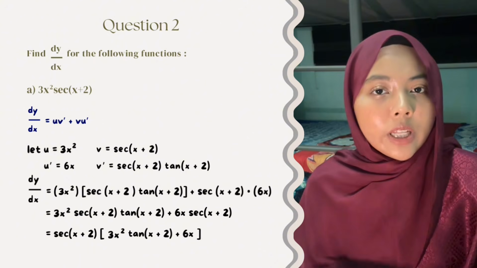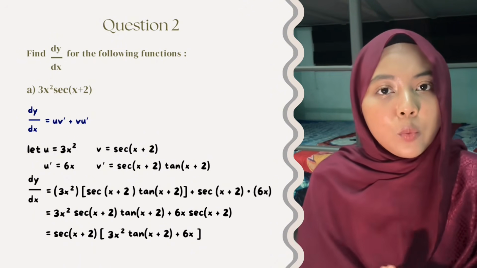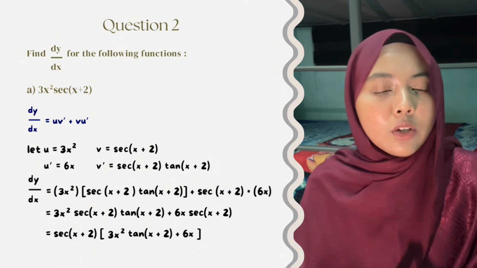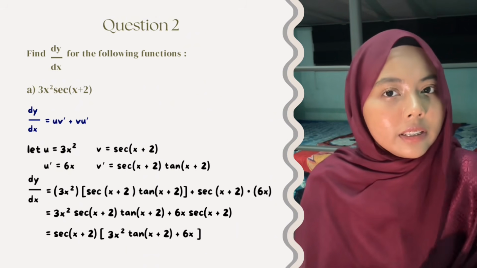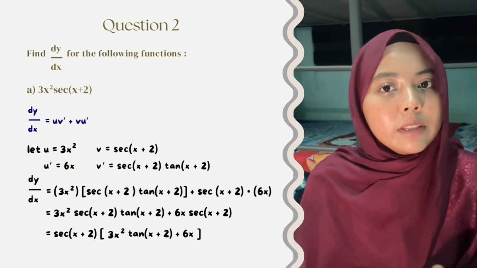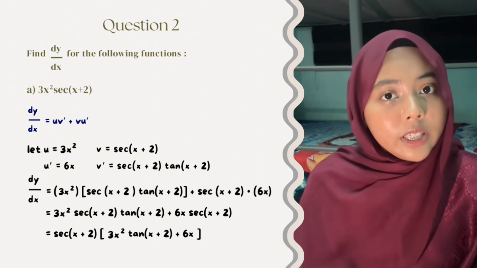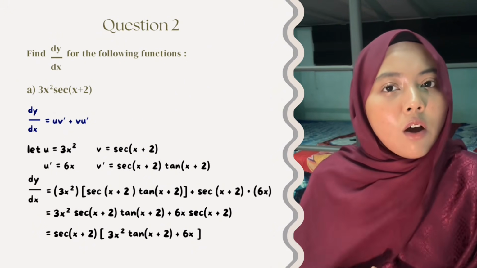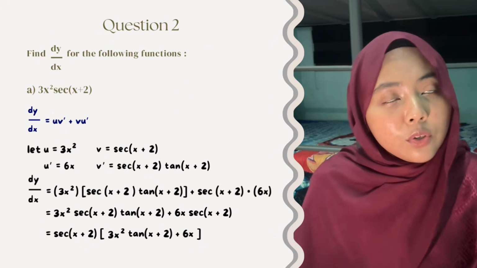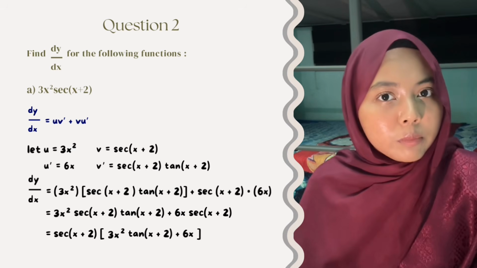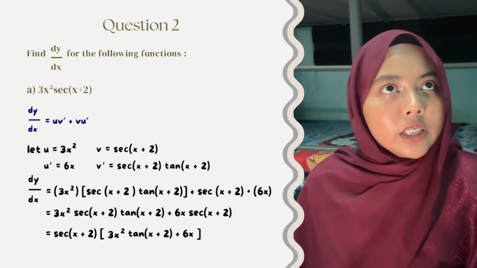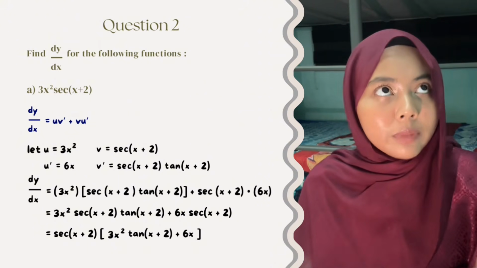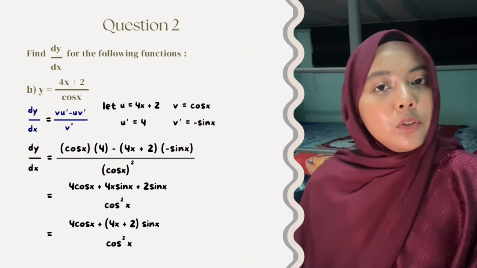So next we will expand the bracket and we will have 3x squared secant of (x plus 2) tangent of (x plus 2) plus 6x secant of (x plus 2). Last but not least, we can factor out the secant of (x plus 2). So our final answer will be secant of (x plus 2) times (3x squared tangent of (x plus 2) plus 6x). So next, let's solve question 2b.